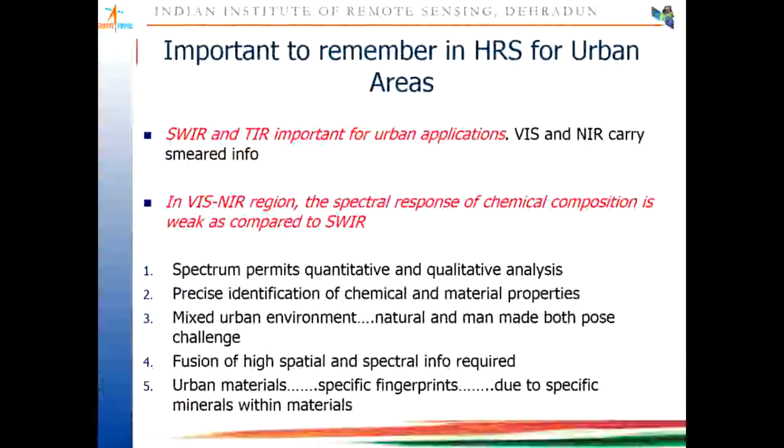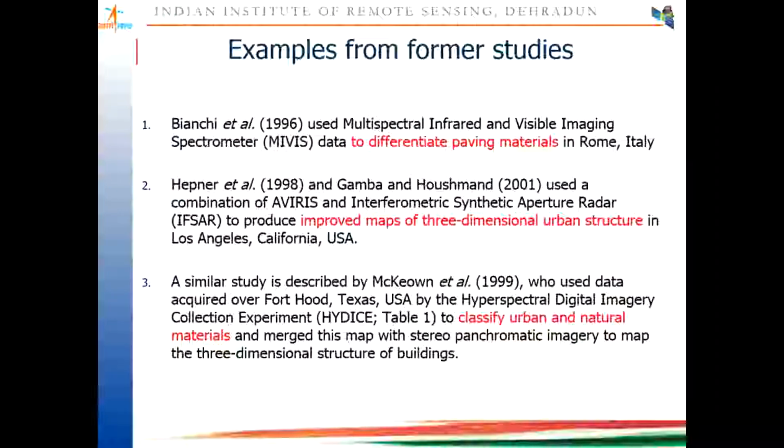Urban materials have specific fingerprints due to the minerals present within the material. It can be due to silica, it can be due to iron oxide, it can be due to the presence of hydrocarbons. So that is what we are going to see right now. Let us see where people have used hyperspectral data and for what reason they have used it. If you can see, they have used it for differentiating different paving materials in a city called Rome, Italy.